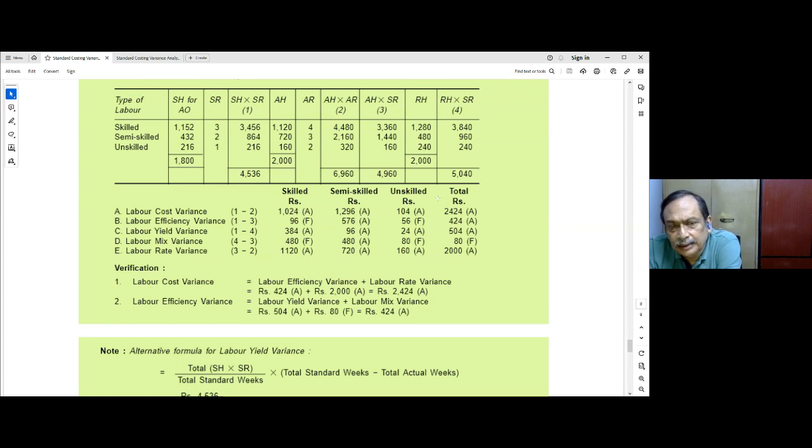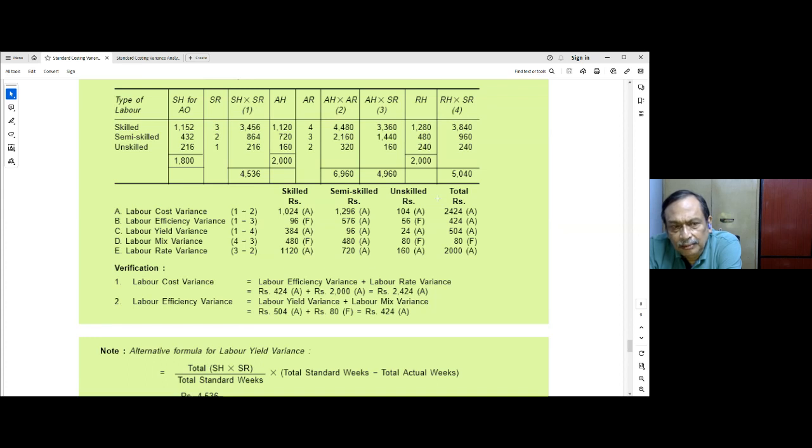Then labor mix variance, 4 minus 3, skilled 480 favorable, semi-skilled 480 adverse, and unskilled 80 favorable. So the total labor mix variance is 80 favorable. And finally, labor rate variance is equal to, that is 3 minus 2. For skilled it is 1200 adverse, semi-skilled 720 adverse, unskilled 160 adverse, and total 2000 adverse. That is the result.